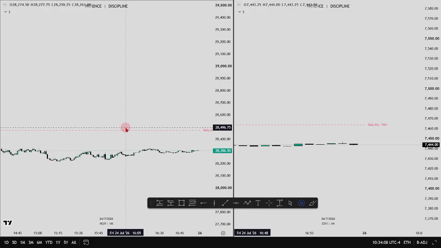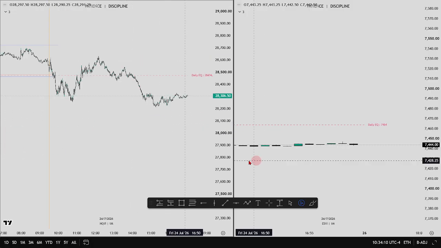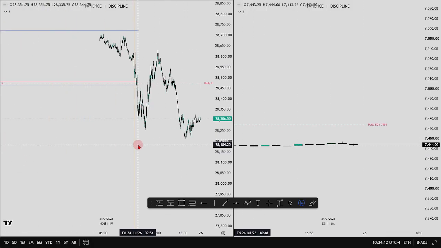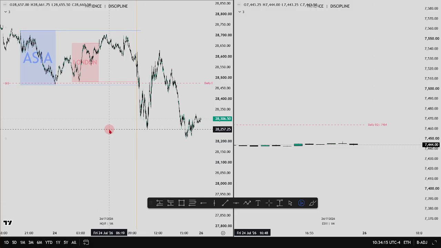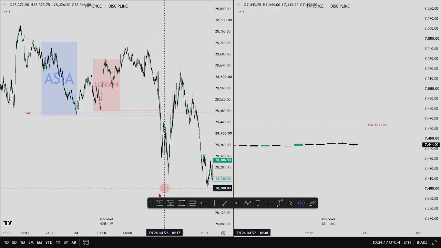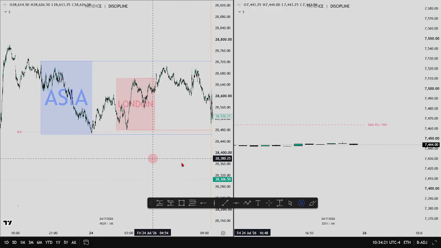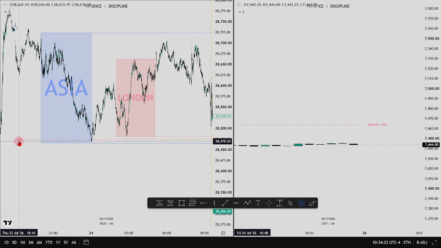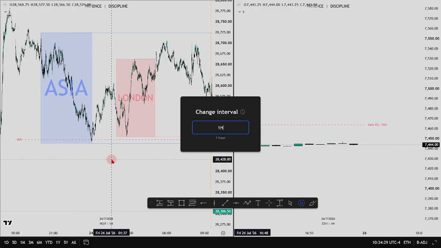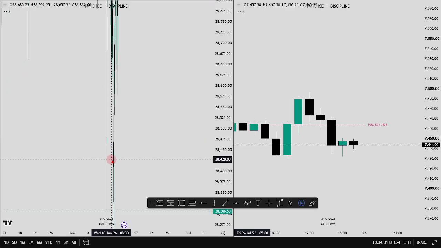You'll find out that my 0.5 lies exactly on the daily weekly, but let me try to make this visible.